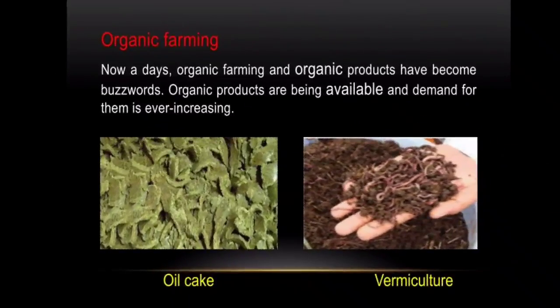Organic farming. Nowadays, organic farming and organic products have become buzzwords. Organic products are becoming available and the demand for them is ever increasing. Chemical fertilizers and pesticides have been used on a large scale. These poisonous chemicals reach the human body through food and water, and their adverse effects on humans and the environment became apparent.